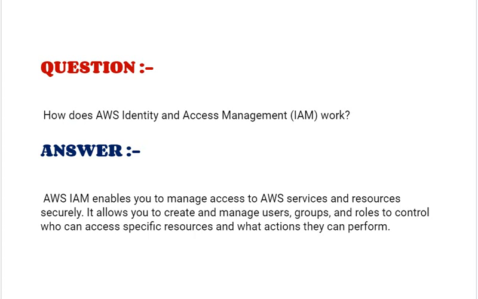Our next interview question is, how does AWS Identity and Access Management (IAM) work? Your answer should be: AWS IAM enables you to manage access to AWS services and resources securely. It allows you to create and manage users, groups, and roles to control who can access specific resources and what actions they can perform.